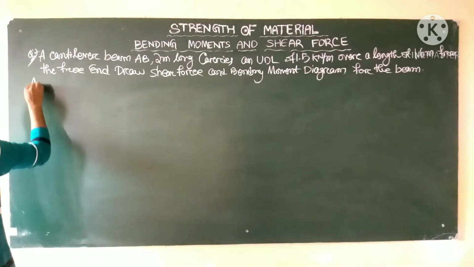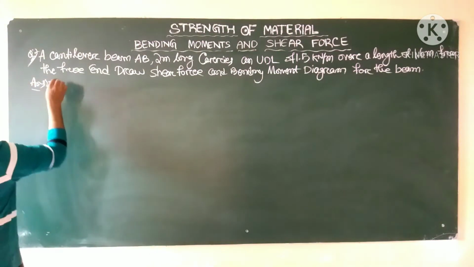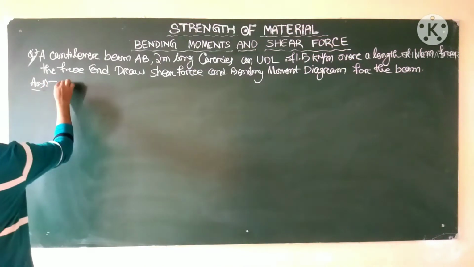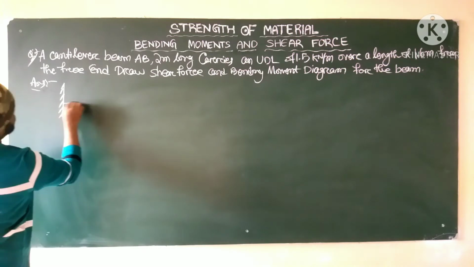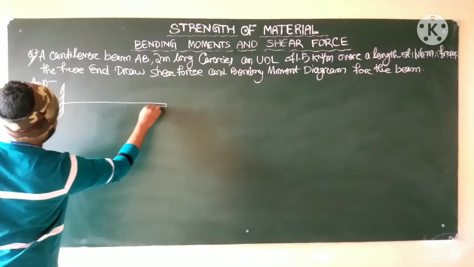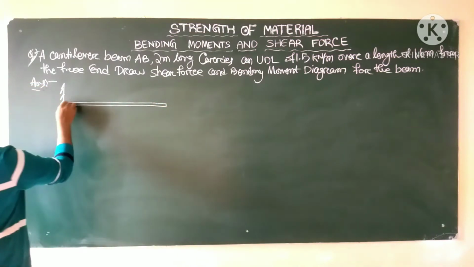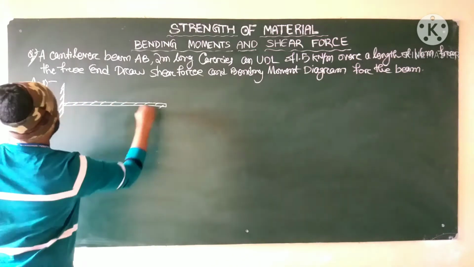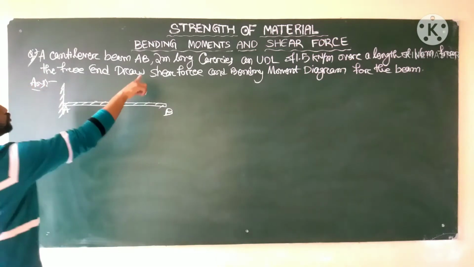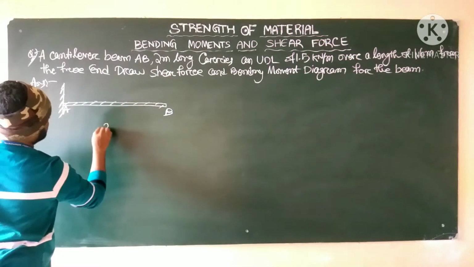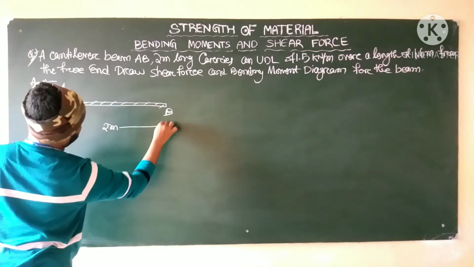So, answer. There will be a cantilever beam. First we will draw the cantilever. One end is fixed, the other end is free. Beam AB. That means here A, here B. 2 meter long. That means the total length of the beam is 2 meters.